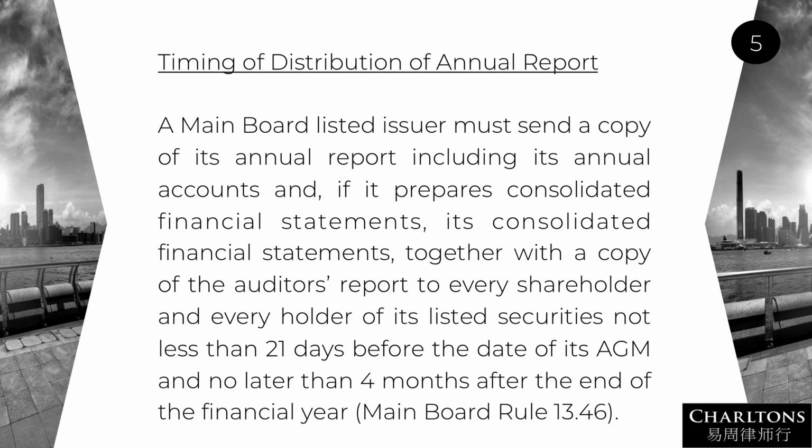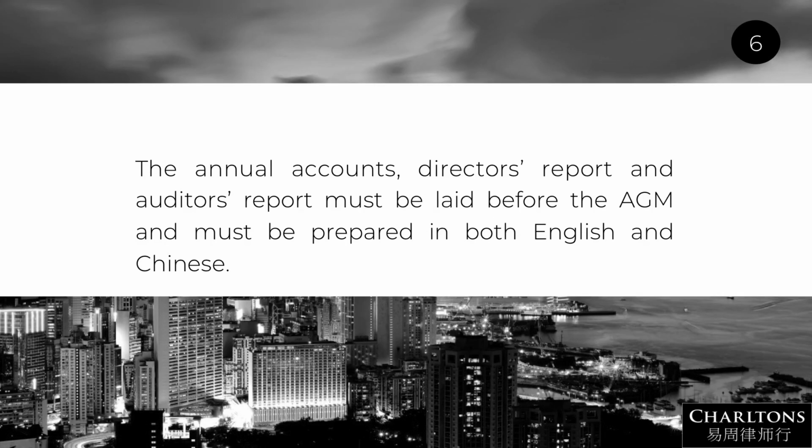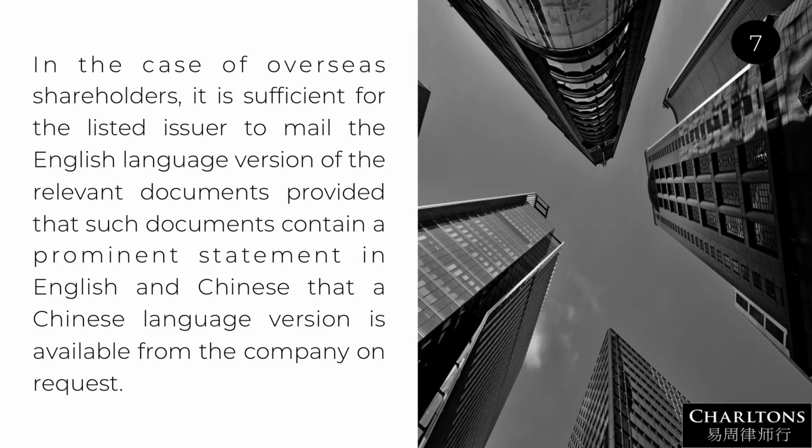Main Board Rule 13.46. The annual accounts, director's report, and auditor's report must be laid before the annual general meeting and must be prepared in both English and Chinese. In the case of overseas shareholders, it is sufficient for the listed issuer to mail the English language version of the relevant documents, provided that such documents contain a prominent statement in English and Chinese that a Chinese version is available from the company on request.